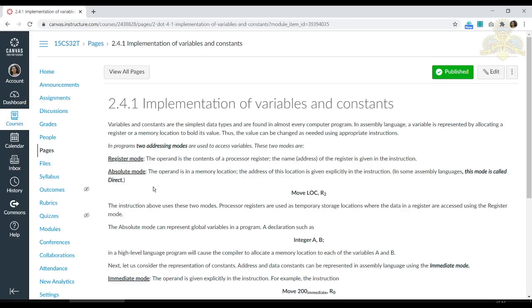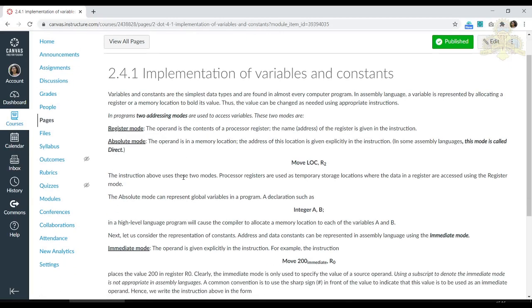The next one is absolute mode. So here the operand is the memory location. The address of the memory location is given explicitly in the instruction. This is also called direct mode. Absolute mode is also called direct mode. The example of this is move LOC, R2. Here LOC is your memory location. This instruction says that the content of the memory location should be moved to your processor register R2. Getting it?